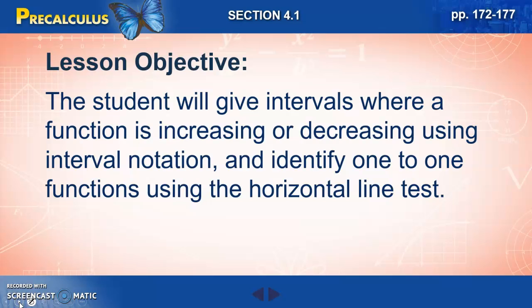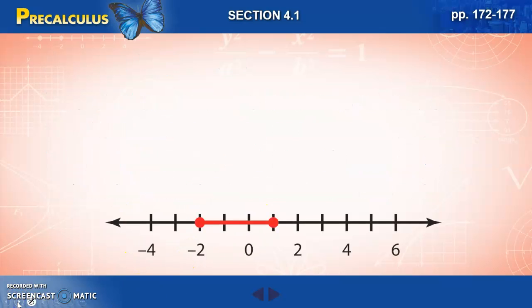Our lesson objective for today is you, the student, will give intervals where a function is increasing or decreasing using interval notation and identify one-to-one functions using the horizontal line test. We're also going to identify functions without using the horizontal line test using the definition.